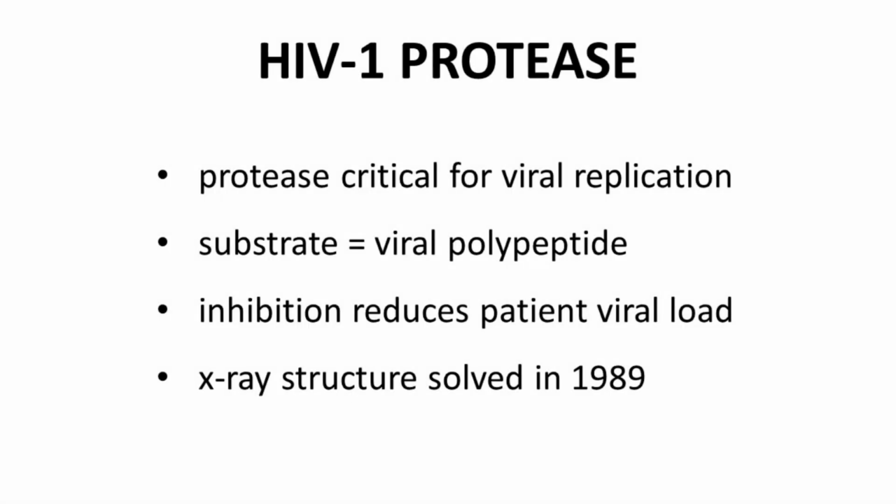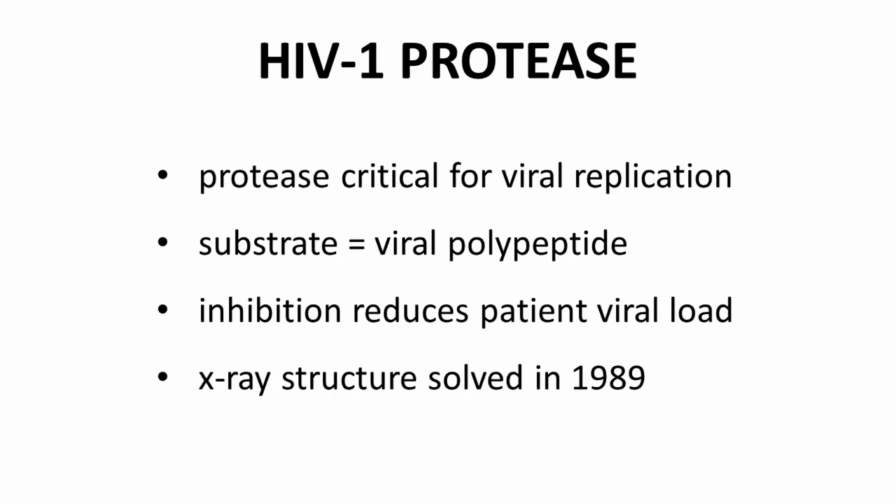Back in the 1980s, AIDS, acquired immunodeficiency syndrome, was a very poorly understood disease. Scientists soon linked the disease to the virus HIV-1. One of the key enzymes for HIV-1 is HIV-1 protease. HIV-1 protease cleaves a viral polypeptide into various functional proteins. If you inhibit HIV-1 protease, the viral load in the patient decreases. Okay, at this point, HIV-1 became a promising drug target for HIV-1 infected patients.